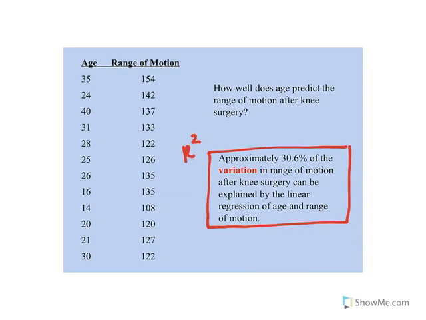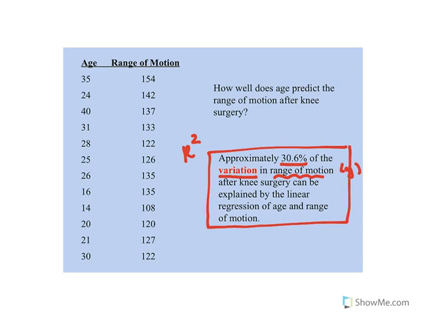We would say approximately 30.6% of the variation in our y value, range of motion after knee surgery, can be explained by the linear relationship between age and range of motion.